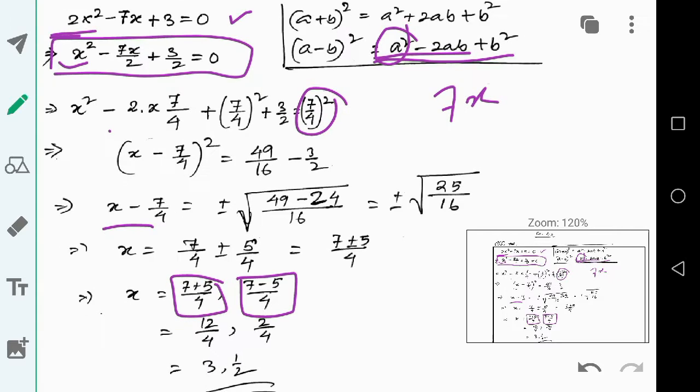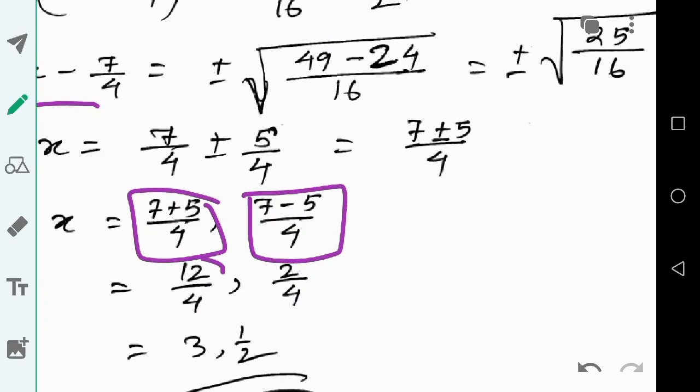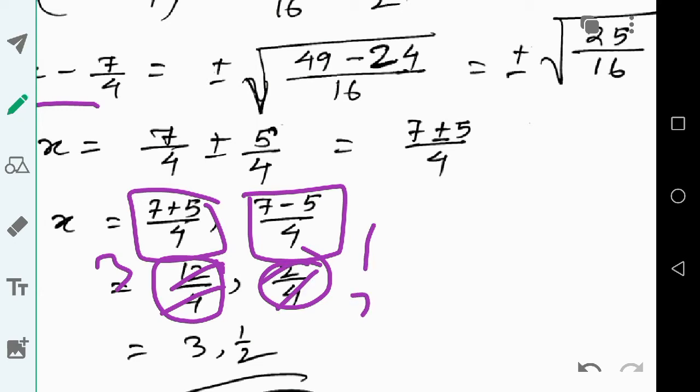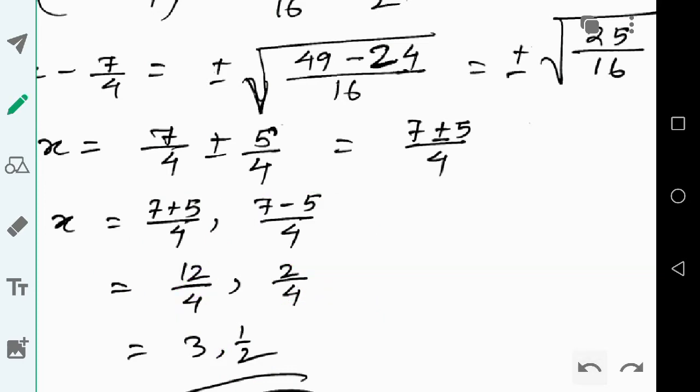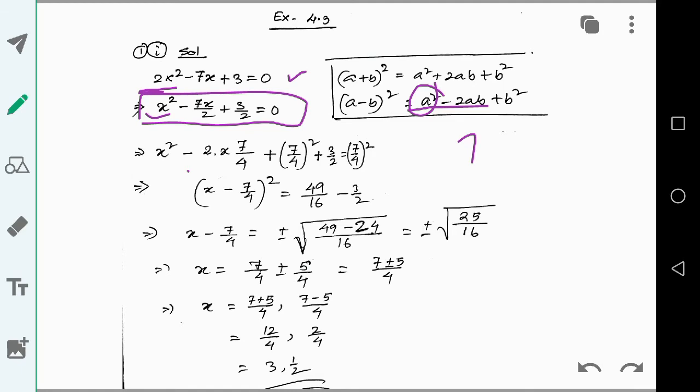Okay, which are respectively equal to 12 by 4 and 2 by 4. And 12 by 4, if you cancel, then you will get 3, and 2 1s are 2, 2 2s are 4, so here half. Okay, 3 and half are the two roots of this equation. That's how we can solve using the completing square method. So let me show you the second solution.